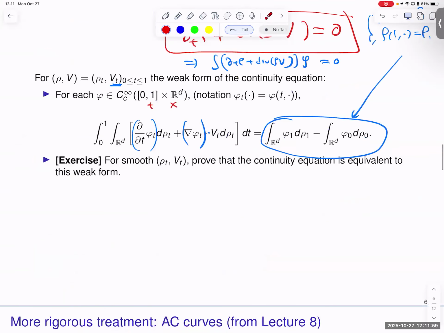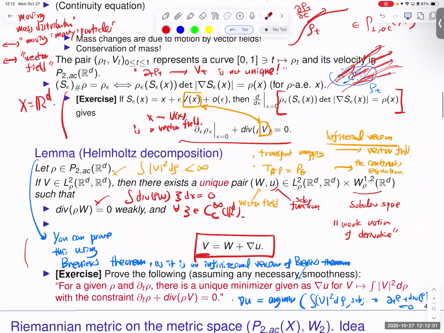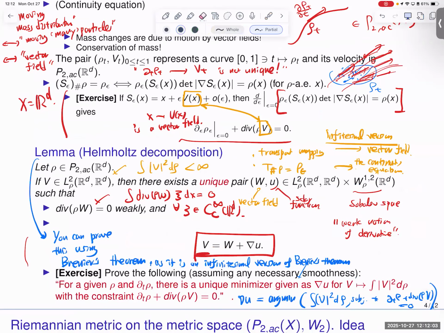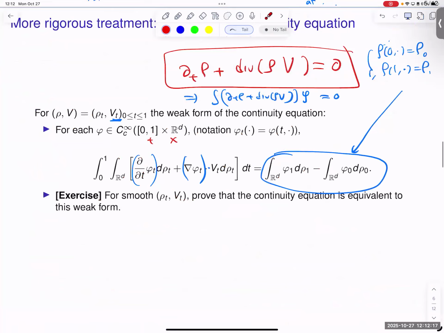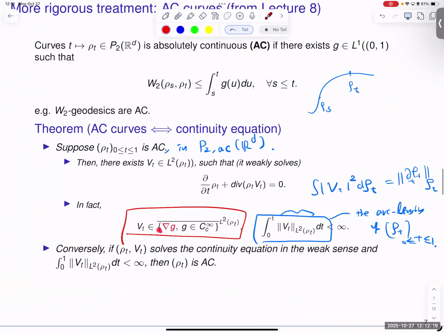But of course, I didn't say what I mean. What do we mean by this gradient, when we have a not necessarily differentiable function? This is like a W12 gradient. Anyways, such a thing can be approximated by the gradient of smooth functions. That is what this means.